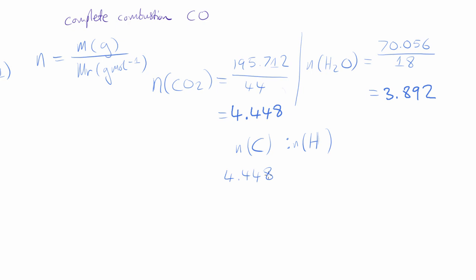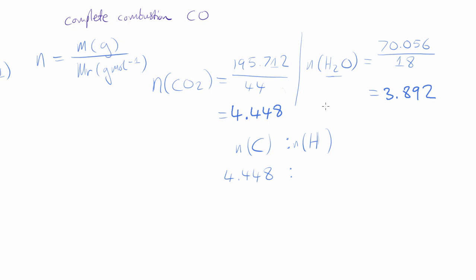Now, in the case of hydrogen, it's not quite so straightforward. It's not a 1-to-1 ratio. For every mole of H₂O, we do not have 1 mole of hydrogen, right? Because as you can see, this is H₂O. So therefore, we can deduce that for every mole of H₂O, we've got 2 moles of hydrogen, right?